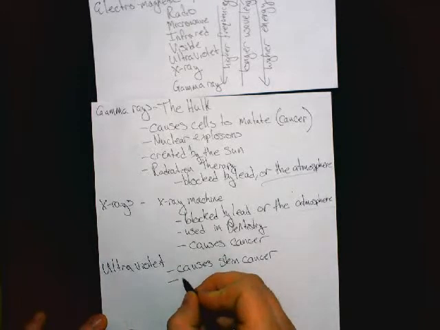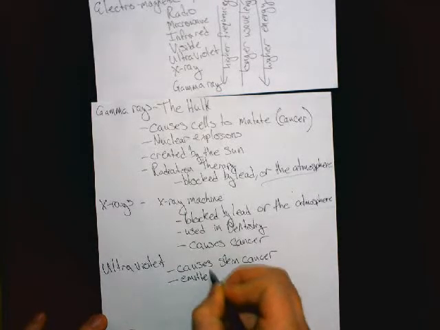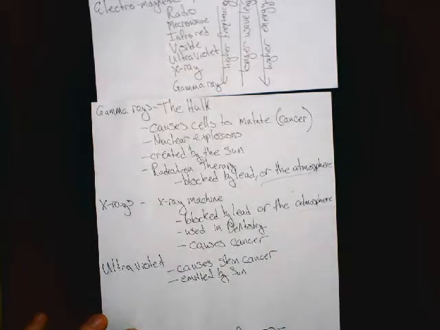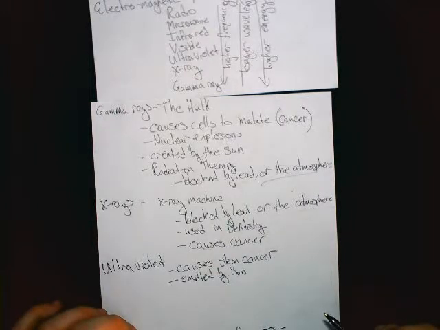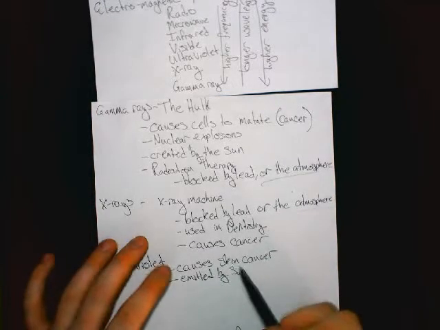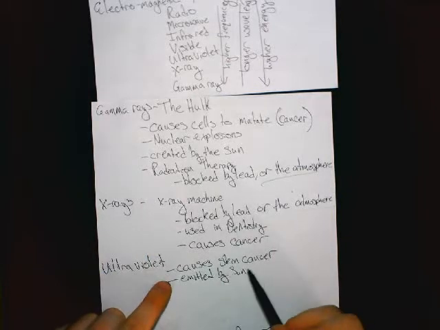Sun. Emitted by the sun. Unfortunately, our atmosphere does not protect us largely from ultraviolet radiation. Especially if you're at higher elevations, then there's even less atmosphere to protect you from the ultraviolet that we do get. So this is something that we actually have to be concerned about.